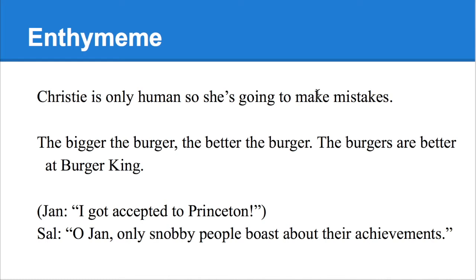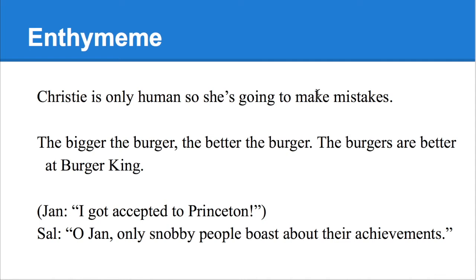Christy is only human. She's going to make mistakes. Those are two separate parts of the syllogism. What's the last part? You should have gotten something like, humans make mistakes. All humans make mistakes. Something like that would be the correct answer.